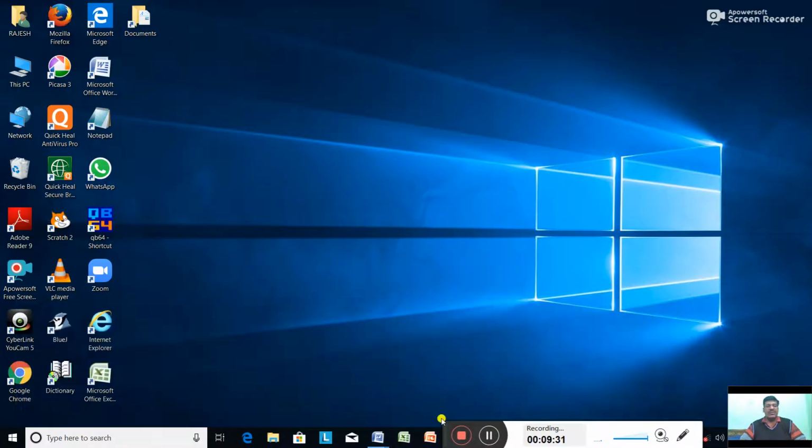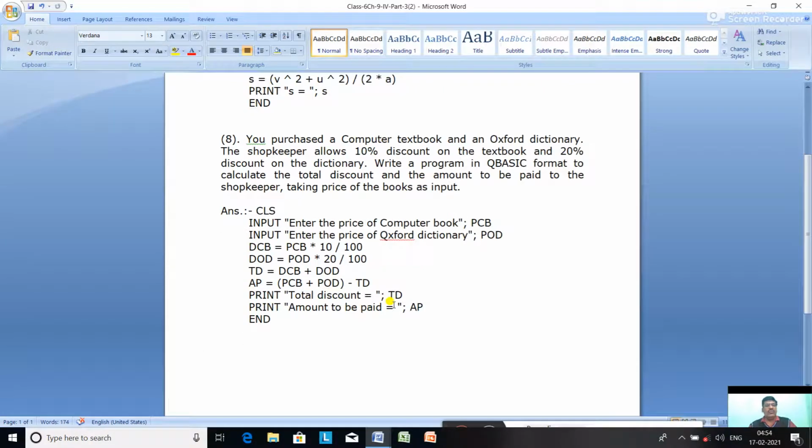Now the last programming question of this chapter is question number 8. You purchased a computer textbook and an Oxford dictionary. The shopkeeper allows 10% discount on the computer textbook and 20% discount on the Oxford dictionary. Write a program in QBasic format to calculate the total discount and the amount to be paid to the shopkeeper, taking price of the books as input. So first we input the price of the computer book and the price of the dictionary, find the 10% discount on the computer book, find the 20% discount on the Oxford dictionary, add both discounts, and the amount to be paid will be the cost of both books minus the total discount.